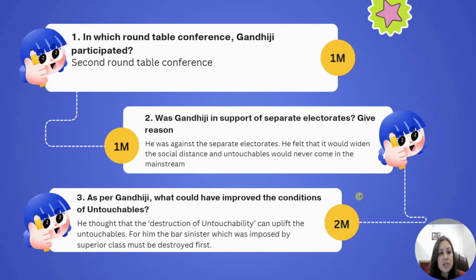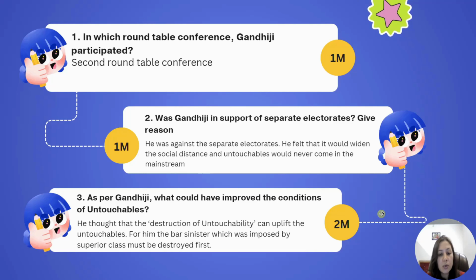In which roundtable conference did Gandhiji participate? So this is an indirect question for you, for which you need to have the knowledge of this topic. So it was the second. Was Gandhiji in support of separate electorates? No, not at all. Gandhiji said that the concept of separate electorates will bring disunity in the country. He felt that it would widen the social distance and untouchables would never come into the mainstream.